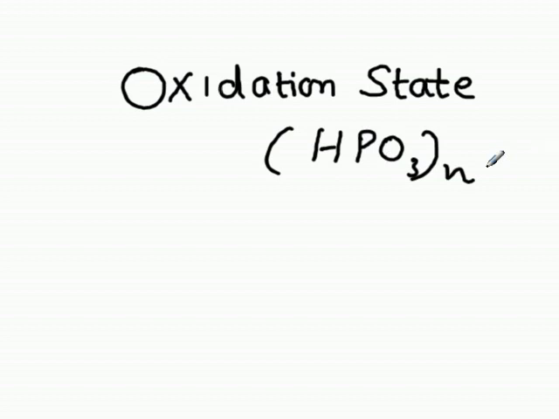And the question is the maximum oxidation state exhibited by phosphorus. So you know the electronic configuration of phosphorus is neon 3s2 3p3. To reach the neon configuration, it gives up 5 electrons. So the maximum oxidation state exhibited by phosphorus is +5.